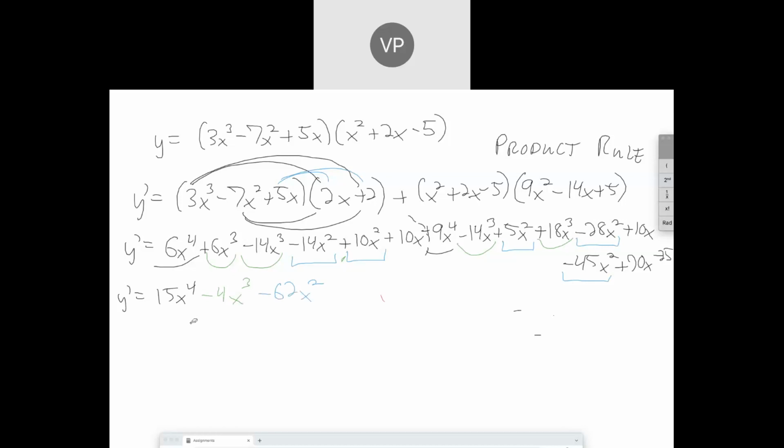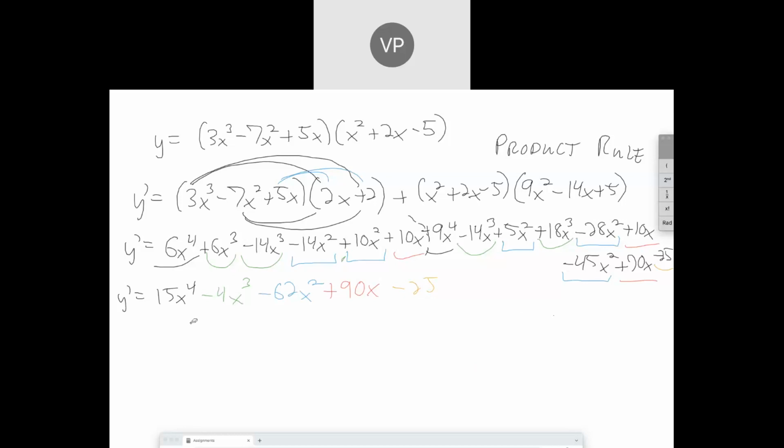And I just keep chugging along here. X, X, and an X. Looks like I get a 90X. And lastly, my only number I see up here, use that yellow, that's the minus 25. Okay, now that's your derivative.